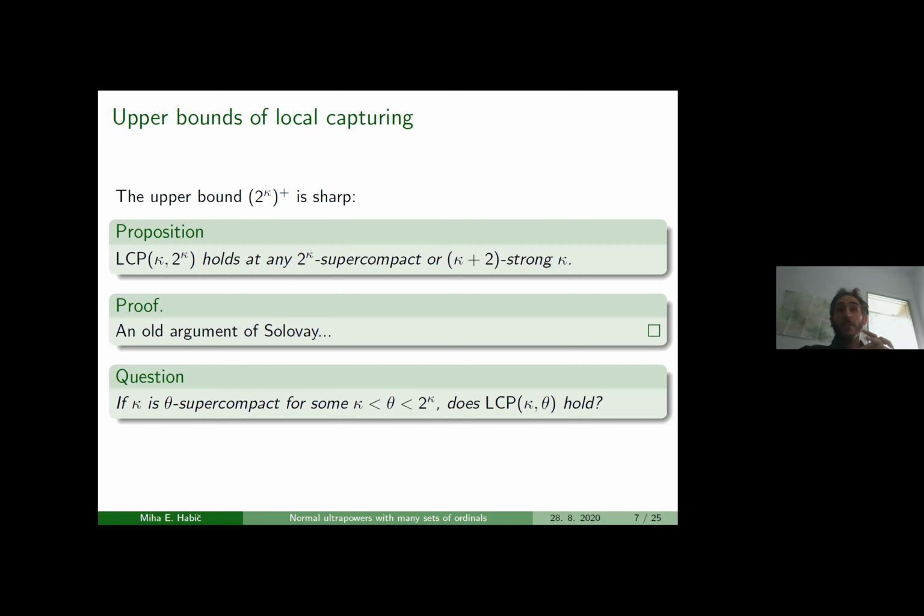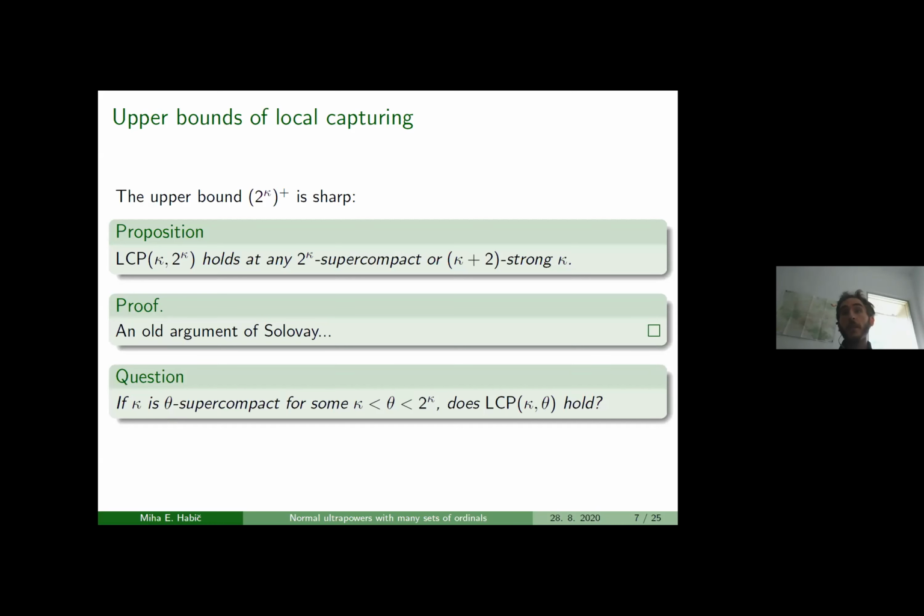So the question is, look, if I'm okay with having less local capturing, right? Maybe I just want local capturing for subsets of kappa plus, if 2 to the kappa is much larger than kappa plus. Would it then be sufficient to start with just a kappa plus supercompact, for example? So does theta supercompactness directly imply local capturing at kappa up to level theta, or not?